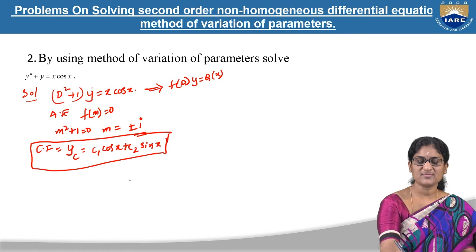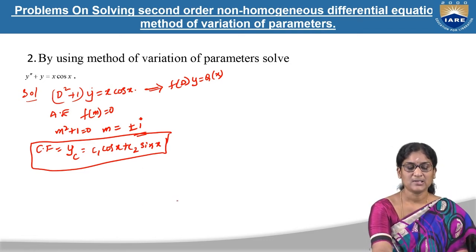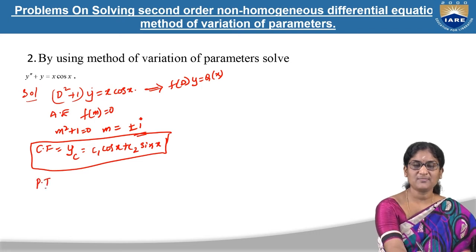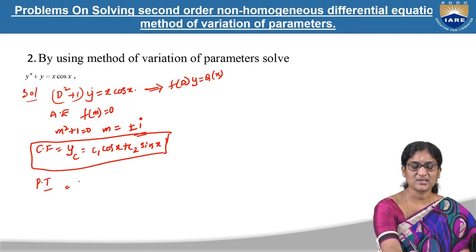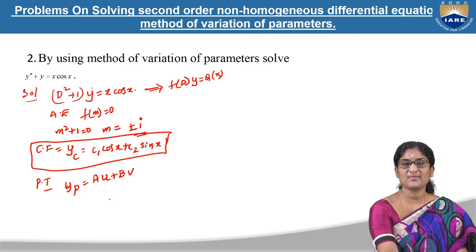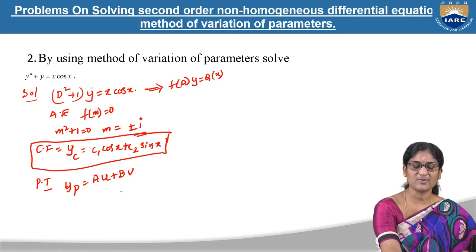So making use of this complementary function, we need to find out the particular integral. So let us see how to find out the particular integral. The particular integral for the method of variation of parameters is represented by a into u plus b into v. So what are u and v? They are nothing but the coefficients of c1 and c2 in the complementary function.